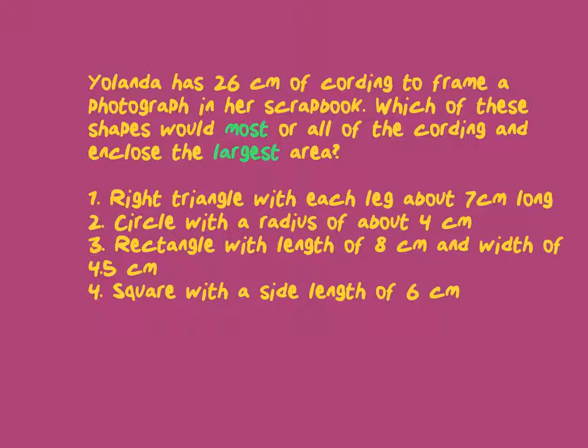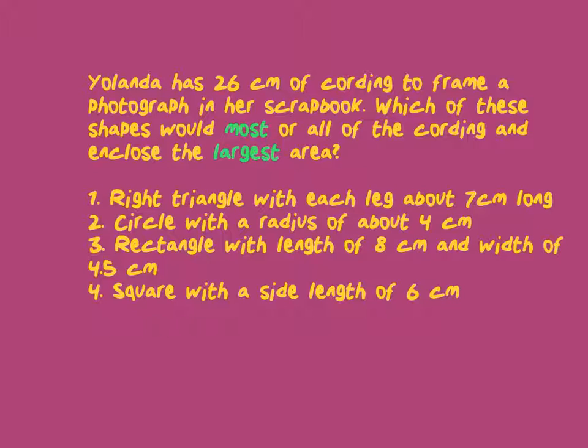Option 1 is a right triangle with each leg about 7 centimeters long. Option 2 is a circle with a radius of about 4 centimeters. Option 3 is a rectangle with a length of 8 and a width of 4.5 centimeters. And option number 4 is a square with a side length of 6 centimeters.